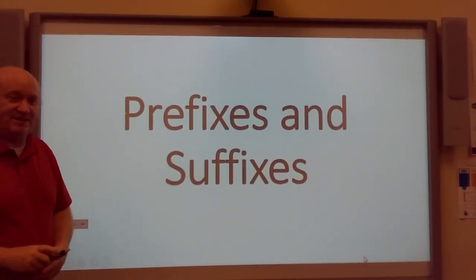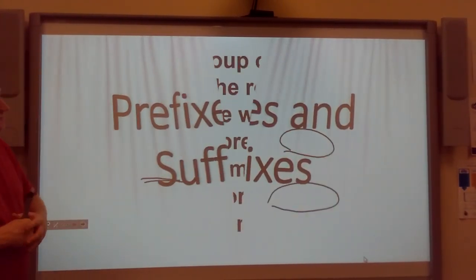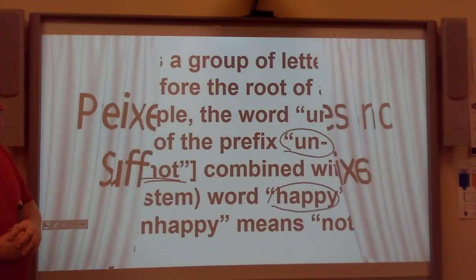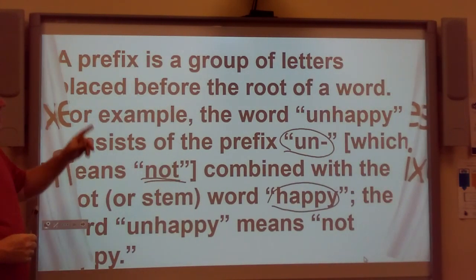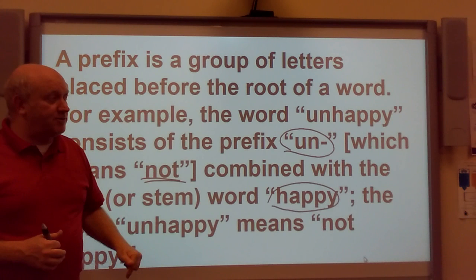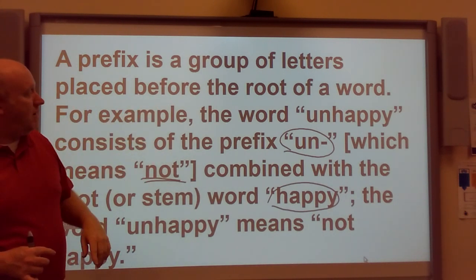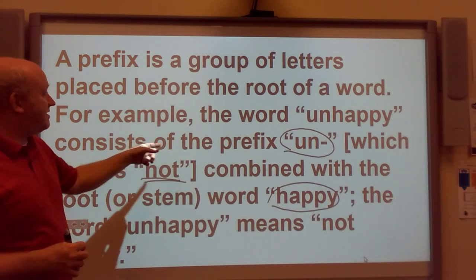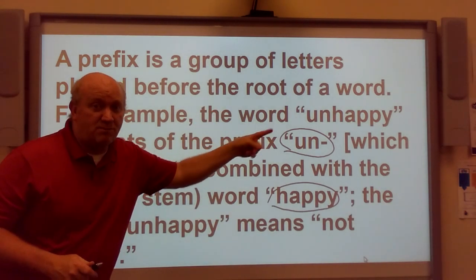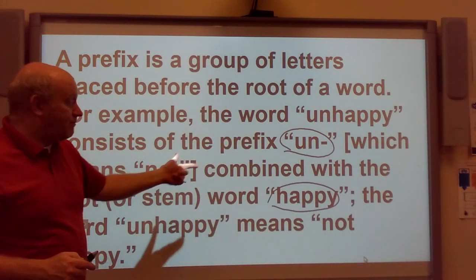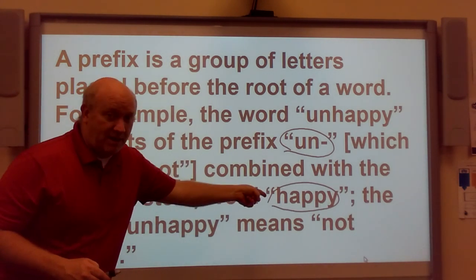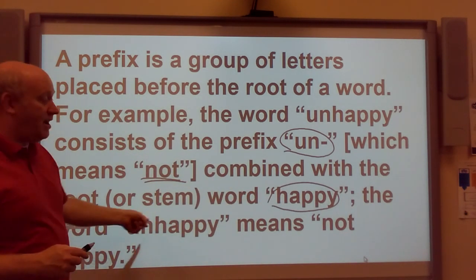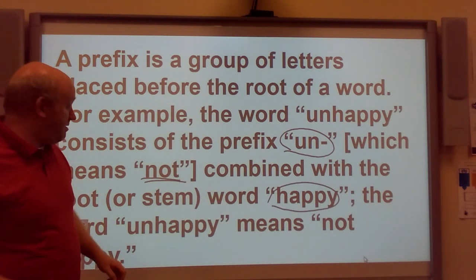Prefixes and suffixes. A prefix is a group of letters placed before the root of a word. For example, the word unhappy consists of the prefix un, which means not, combined with the root word happy. So the word unhappy means what? Not happy.